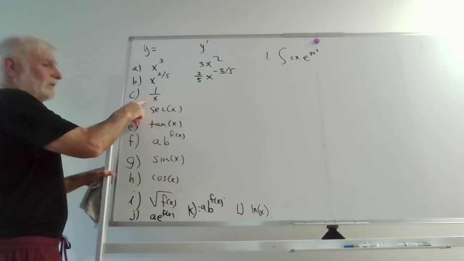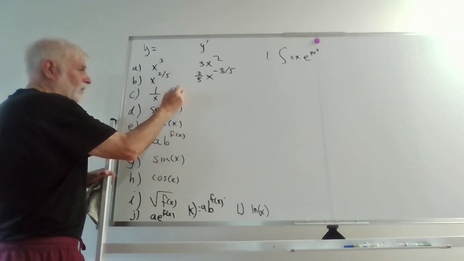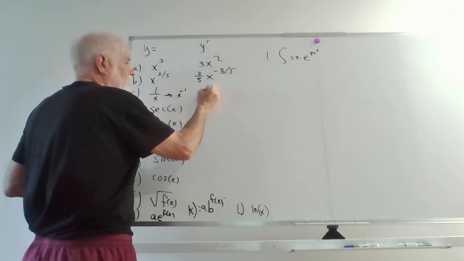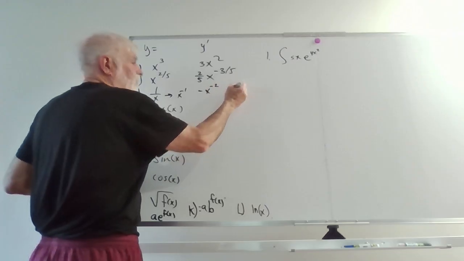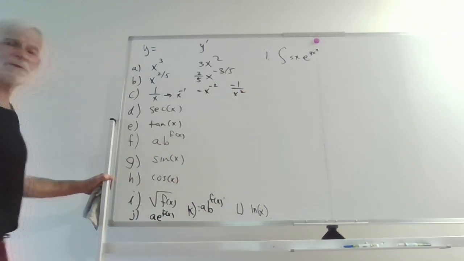Derivative of 1 over x. I hope you don't say ln of x because that's the integral. You remember that we changed that to x to the minus 1, which becomes minus x to the minus 2, which is the same thing as minus 1 over x squared. A little practice with the algebra.